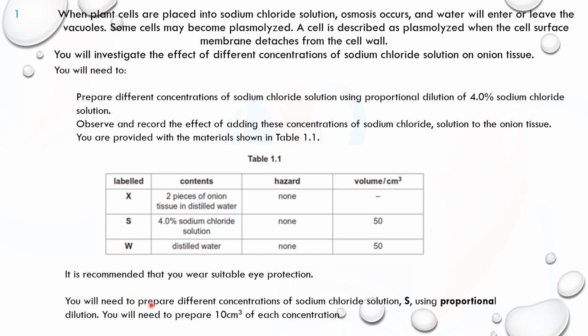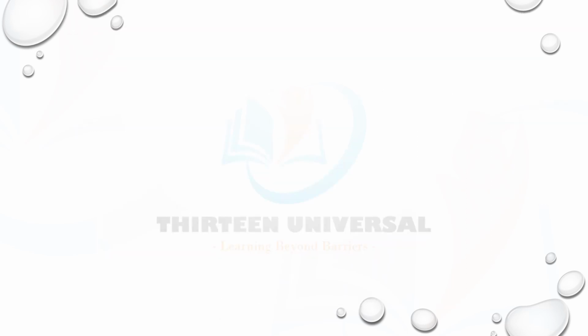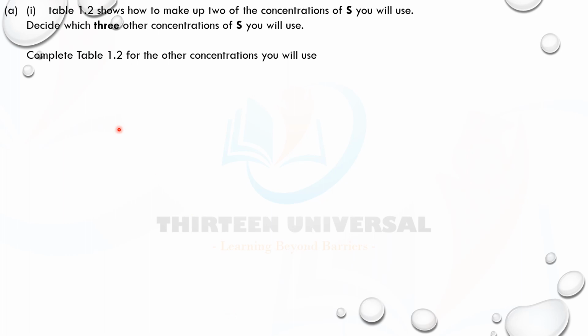You will need to prepare different concentrations of sodium chloride solution S. So this is different concentration. S, we're going to dilute 4%, using proportional dilution. You will need to prepare 10 cm³ of each concentration. That means that this is final volume. The volume of water and the stock. The stock is 4% here. Come on, let's do it. AI, hope you're ready to solve this question.